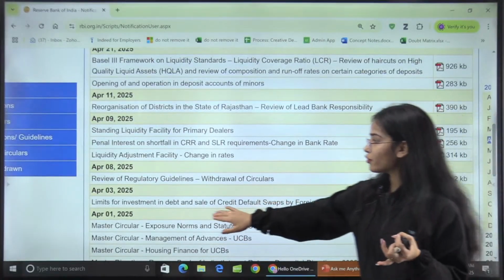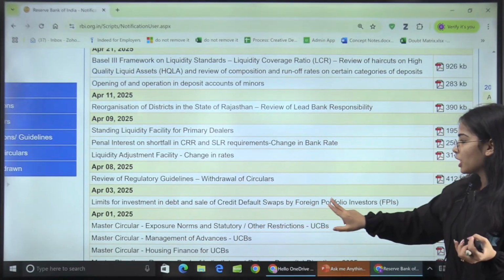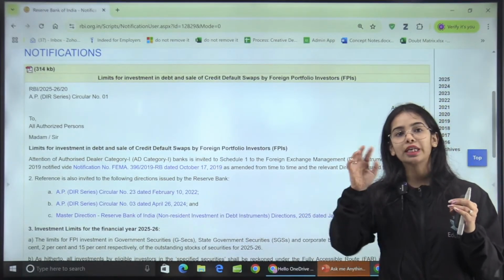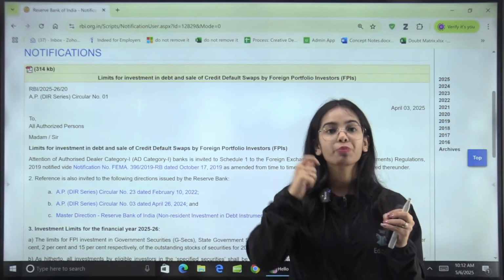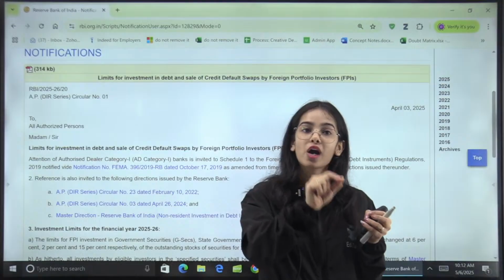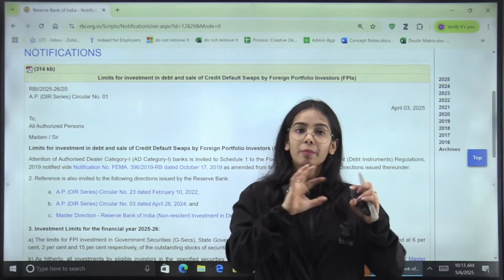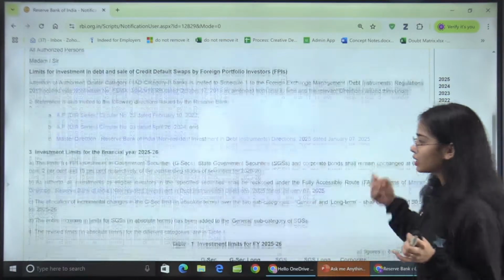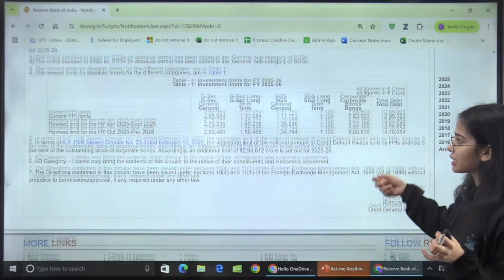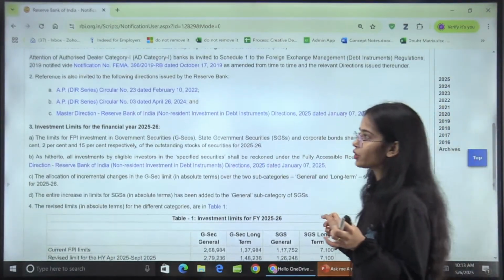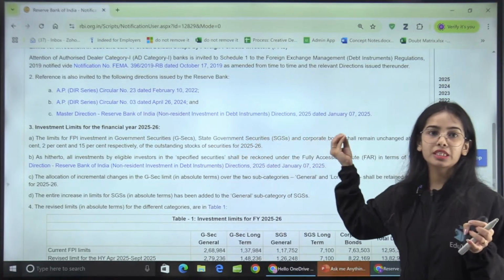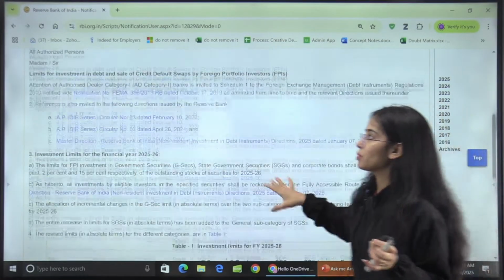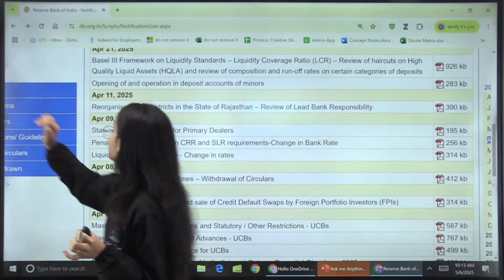Now coming to the limits for investment in debt and sale of credit default swap. So this is also important. See, notifications are mostly important. Most of the notifications, like the press releases, you have to see which press releases are important. In the notifications, you have to see which notifications are not important, because mostly the notifications are very limited and they are also very important. Here, we have already done these limits in our session also, and you need to know the limits for the state government securities and the central government securities, so that you must know about.